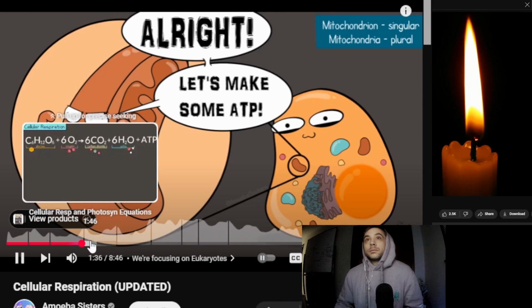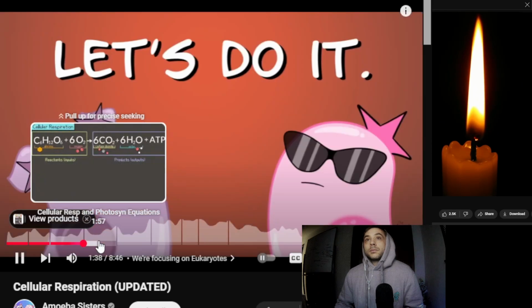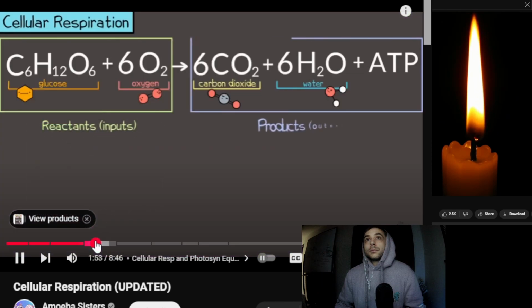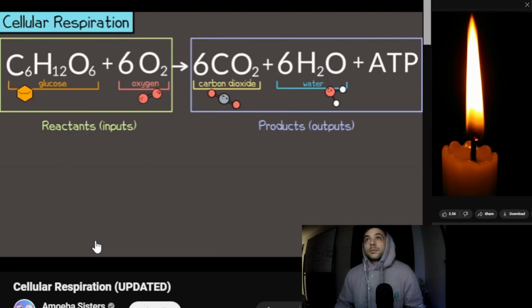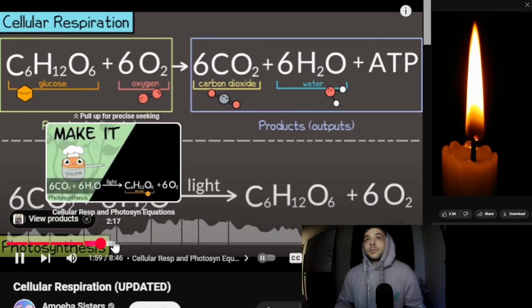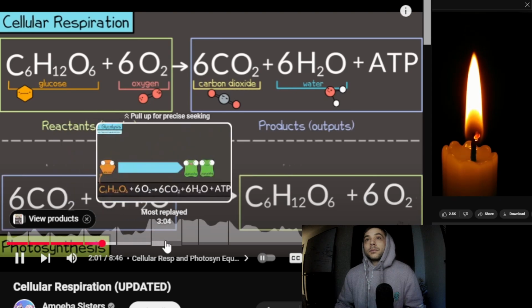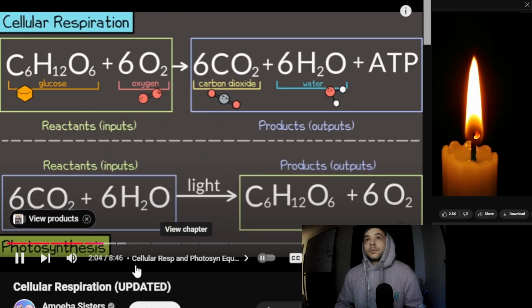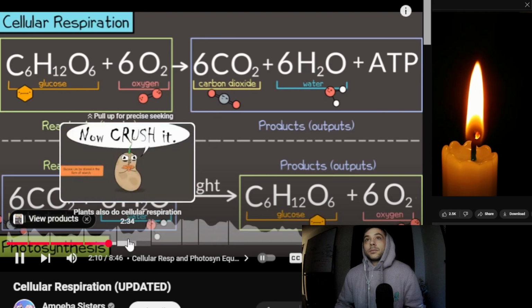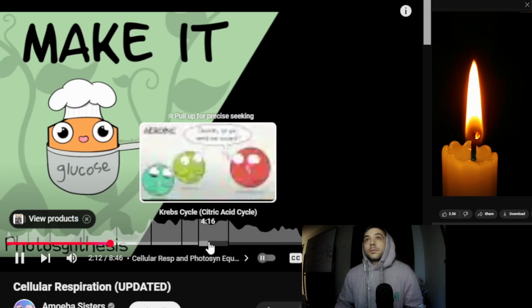Some of the process occurs in the mitochondria. So let's get started. Remember, products, outputs, are on the right side of the arrow. This equation, by the way, looks remarkably similar to photosynthesis. Look at how the reactants and products are on different sides. While that doesn't mean they're simply opposites, it does show that they have substances in common. In photosynthesis, organisms make glucose.